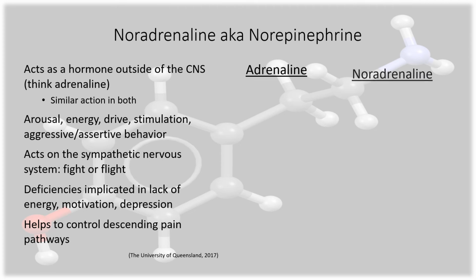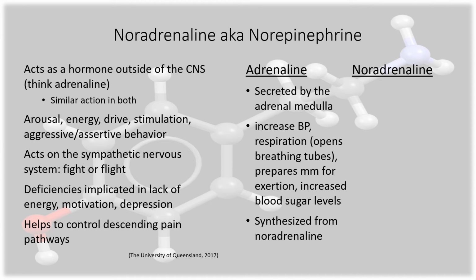So adrenaline is secreted by the adrenal medulla, the inner area of the adrenal glands. It increases blood pressure, respiration. It helps to open up the breathing tubes. It prepares muscles for exertion, increased blood sugar levels, which is quick energy in that preparation for fight or flight. And it is synthesized from noradrenaline.